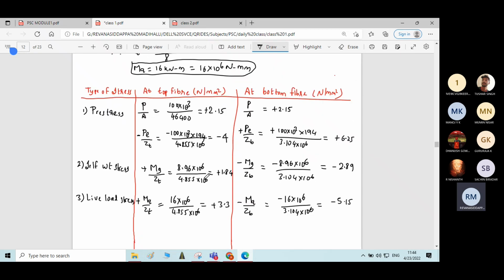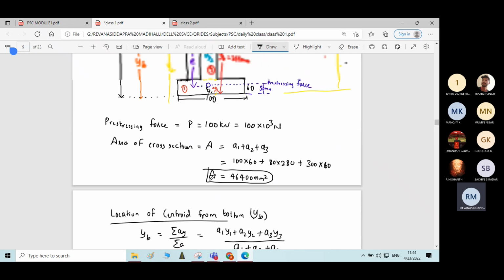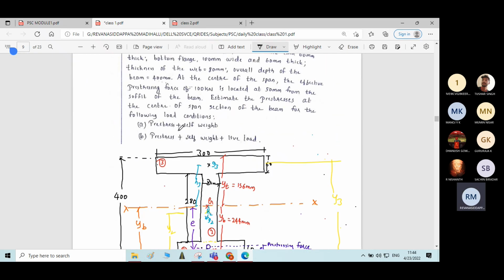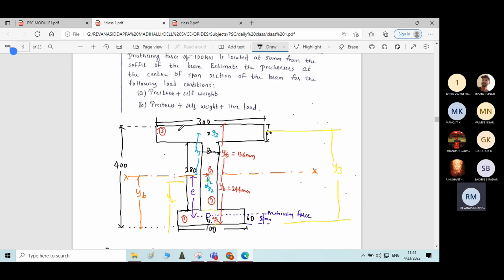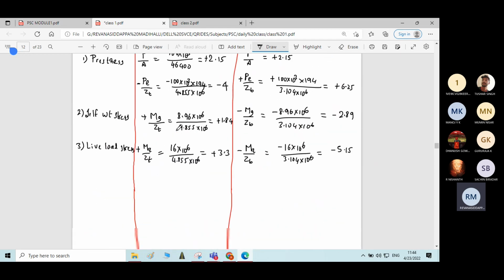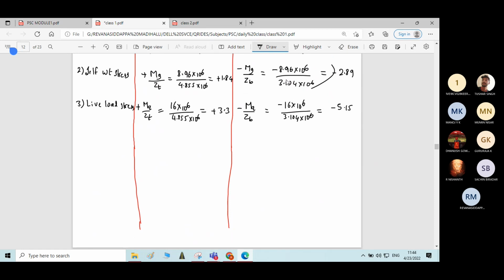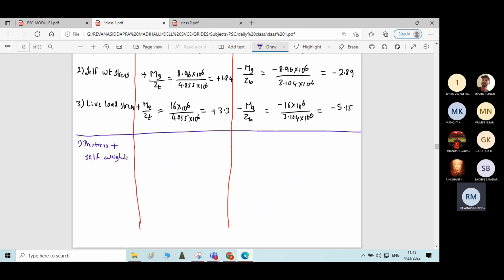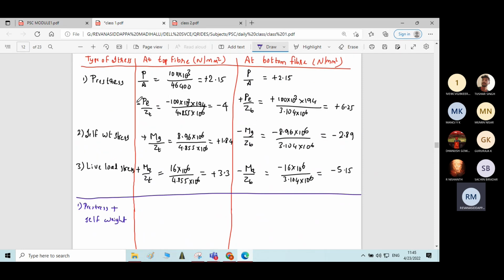Now we have calculated all the different types of stresses. In the problem we mentioned to calculate resultant stresses for two different combinations. One is the combination of prestress plus self-weight. The second is the combination of prestress, self-weight and the live load. You can calculate now easily. The first question is the combination of prestress plus self-weight. Just add all the values corresponding to prestress and self-weight.